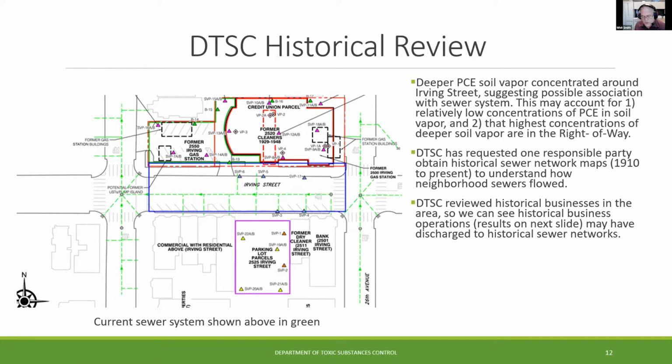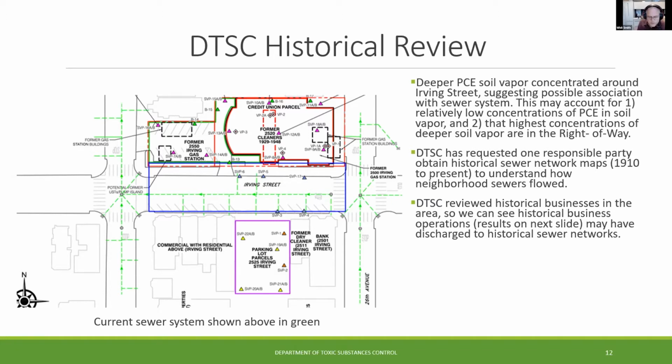Potential PC discharges in the sewer system would be consistent with, one, the relatively low concentrations of PC in soil vapor that we're seeing here compared to typical PC release sites in the Bay Area. And two, that the highest concentrations of PC in deeper soil vapor are in the right of way rather than under a former operating building footprint on a private parcel. The current sewer system is shown above in green.